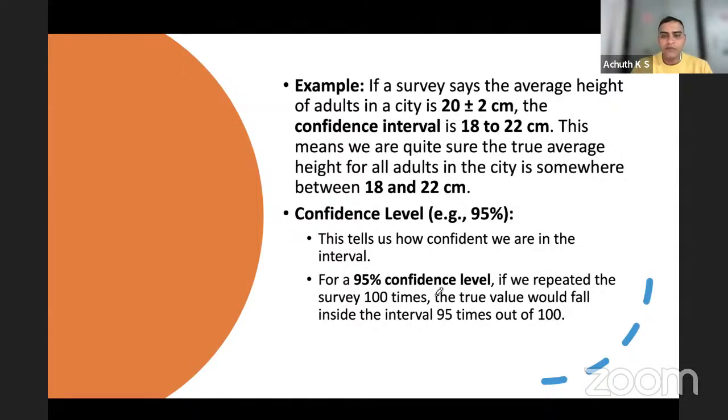What does it mean in simple words? For a 95% confidence interval, if we repeat the survey of the average height of the adults in a city, the true value would fall 95 times out of 100 in this range only. If you do it 100 times, then 95 times the value of the height falls in this range, not anywhere outside. 5 times it can fall outside, but 95 times it falls in this range only. That is what the confidence interval means. It is as simple as that.